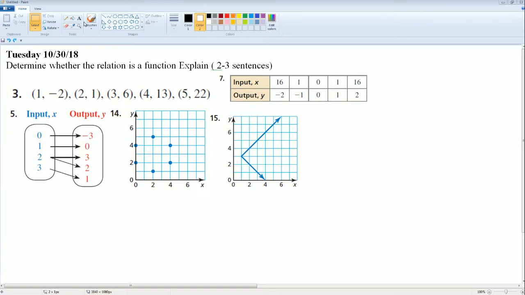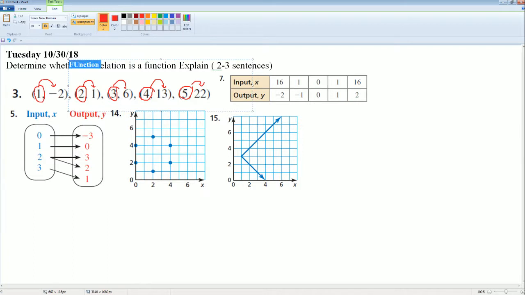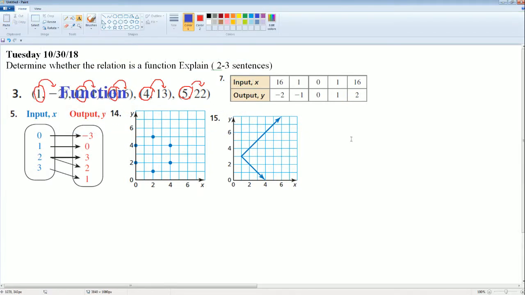We're going to think about that analogy in terms of the gumball machine. Let's do this. If I press a 1 in the gumball machine, what do I get? I get a -2. That's fine. If I press a 2, I get a 1. Perfectly fine. If I press a 3, I get a 6. I press a 4, I get a 13. If I press a 5, I get a 22. Nothing broke so far. So we would say this is a function. This one would be considered a function for us.